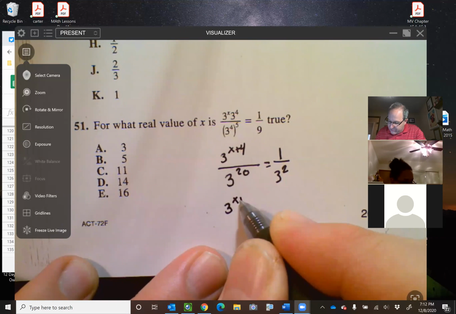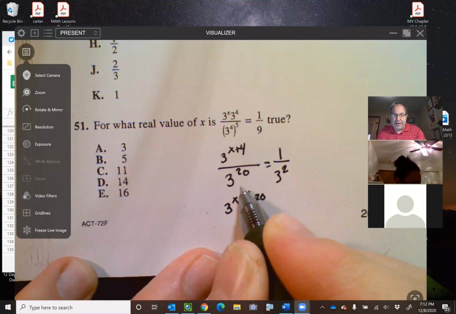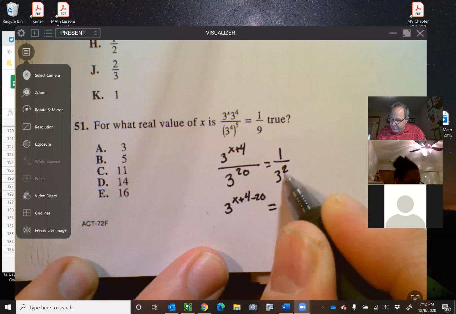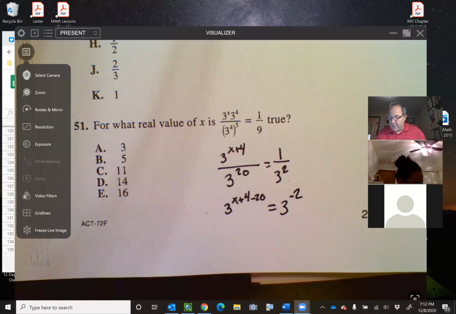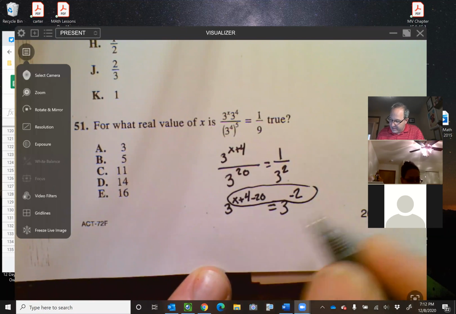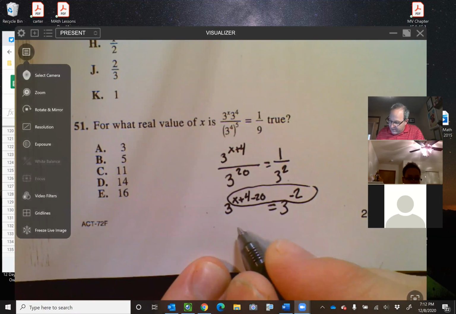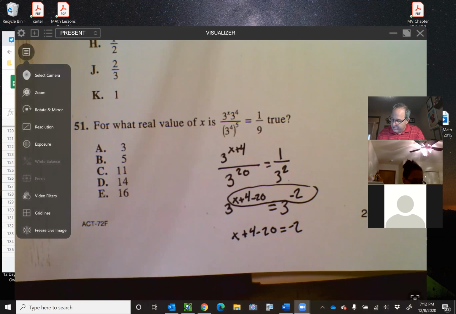So it'd be 3x plus 4 minus 20, right? Because remember, it's the top power minus the bottom power. And then we're going to bring this 3 up to the top, so it becomes a -2. So now we've done 4 exponent rules in one question. And then you just got to think about how could I get these exponents to be the same? And you're like, well, when does x plus 4 minus 20 equal -2?